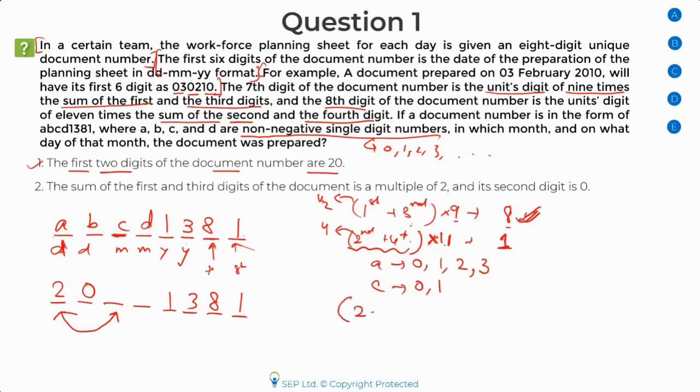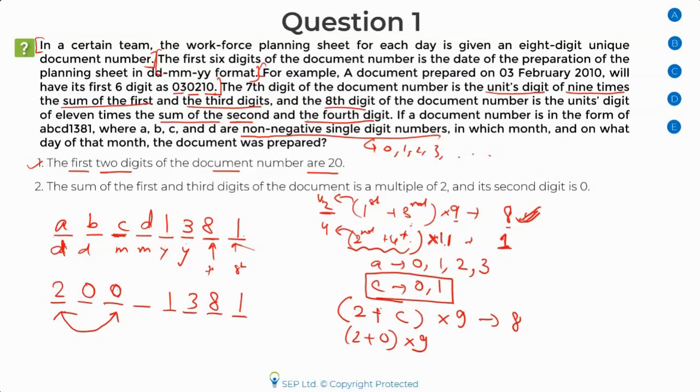So 2 plus C multiplied by 9 is giving me 8. And I know C can be 0 and 1 only. There's no other possibility, right? So what should be the value of C? It's very easy, right? You already said the unit digit has to be 2. So I can say it has to be 0. There is no other possibility. So now I even know the value of C.